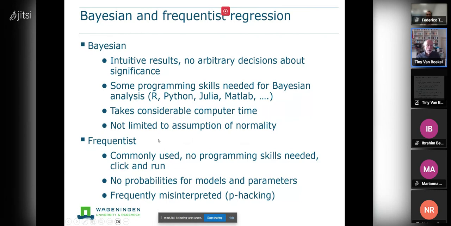In the frequentist world, if you do frequentist regression, you don't need programming skills. You can just click and run and you will get an output almost immediately. But you will not have probabilities for models and parameters, and it is frequently misinterpreted. I don't know if you know about this phenomenon of p-hacking, that people are designing their experiment in such a way that there will always be a significant p-value. That is a big danger with the frequentist approach.